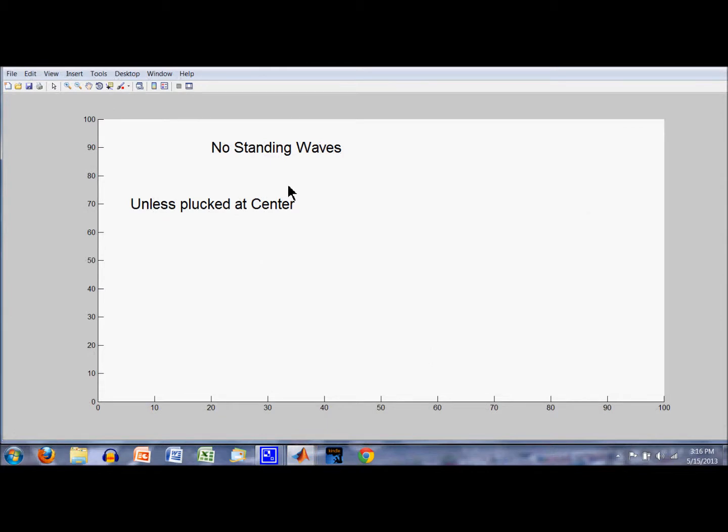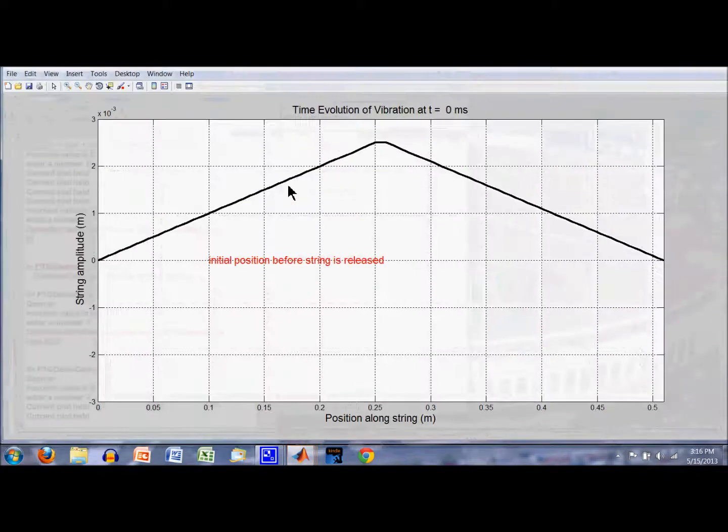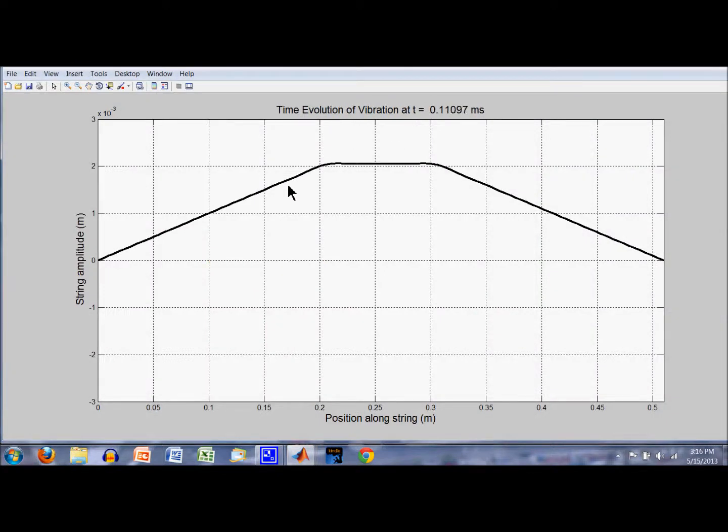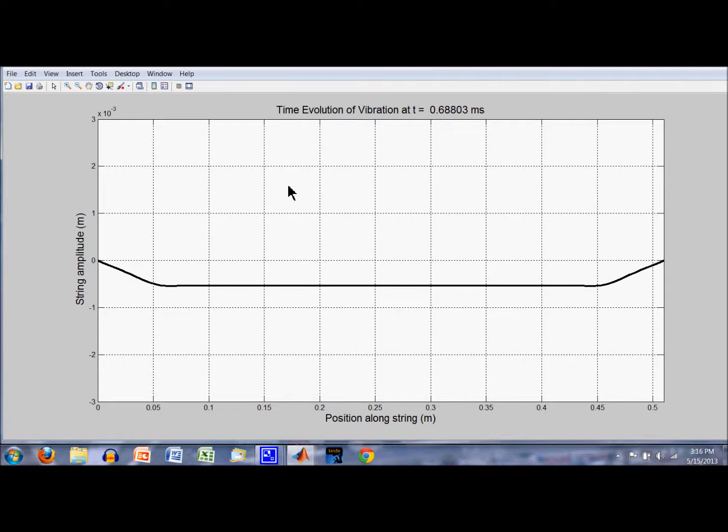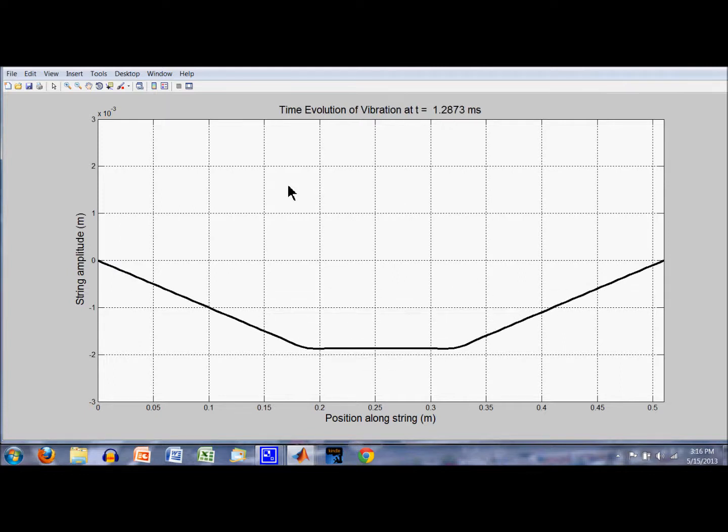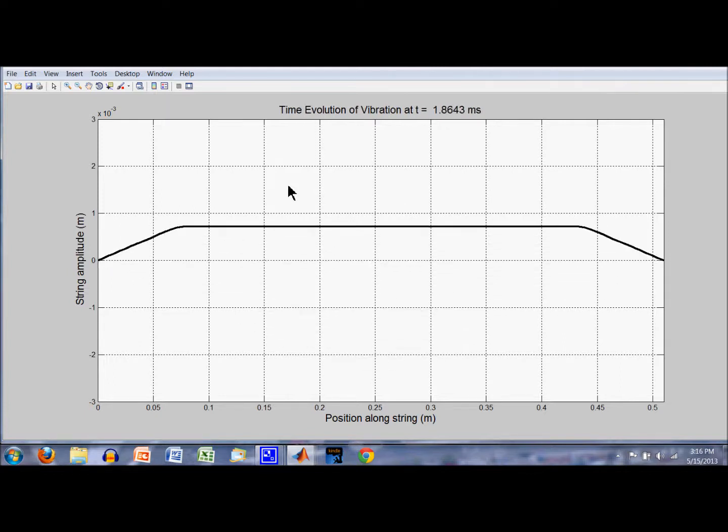Notice there were no standing waves. However, if we pluck it in the center, it'll look like there's a standing wave. Okay, there's one cycle.